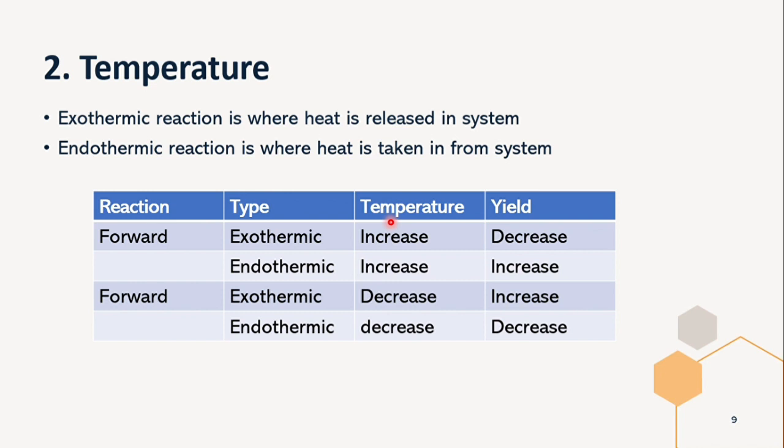We know that in a reversible reaction, there are two different types of reactions taking place at the same time. One is the forward reaction and the other is the backward or reverse reaction. So here we have these different chances.